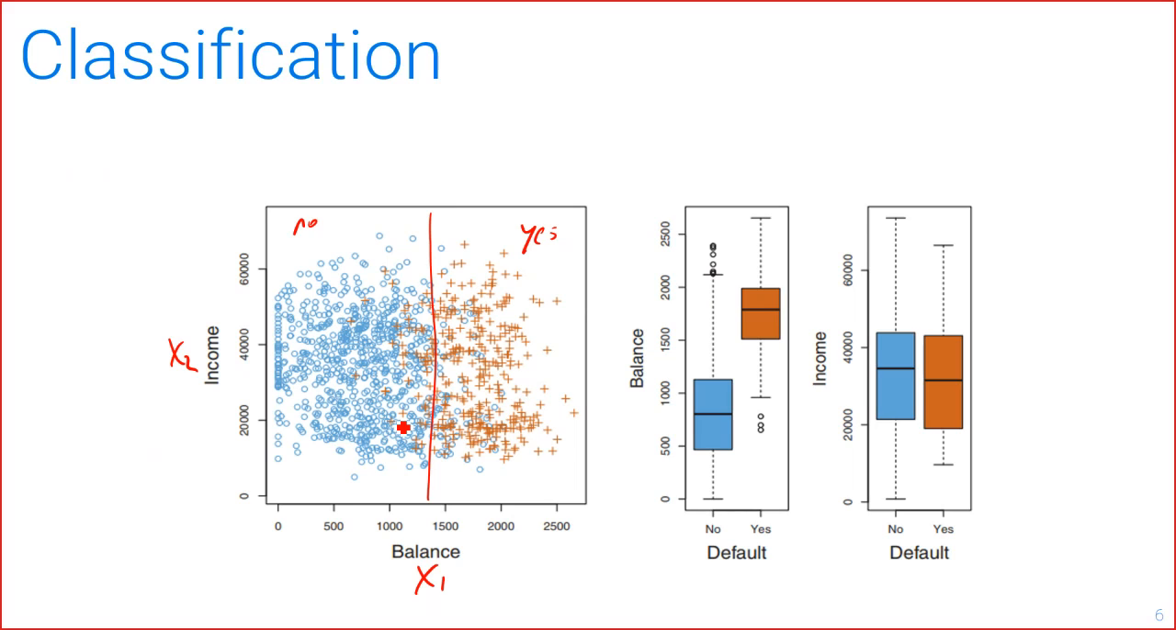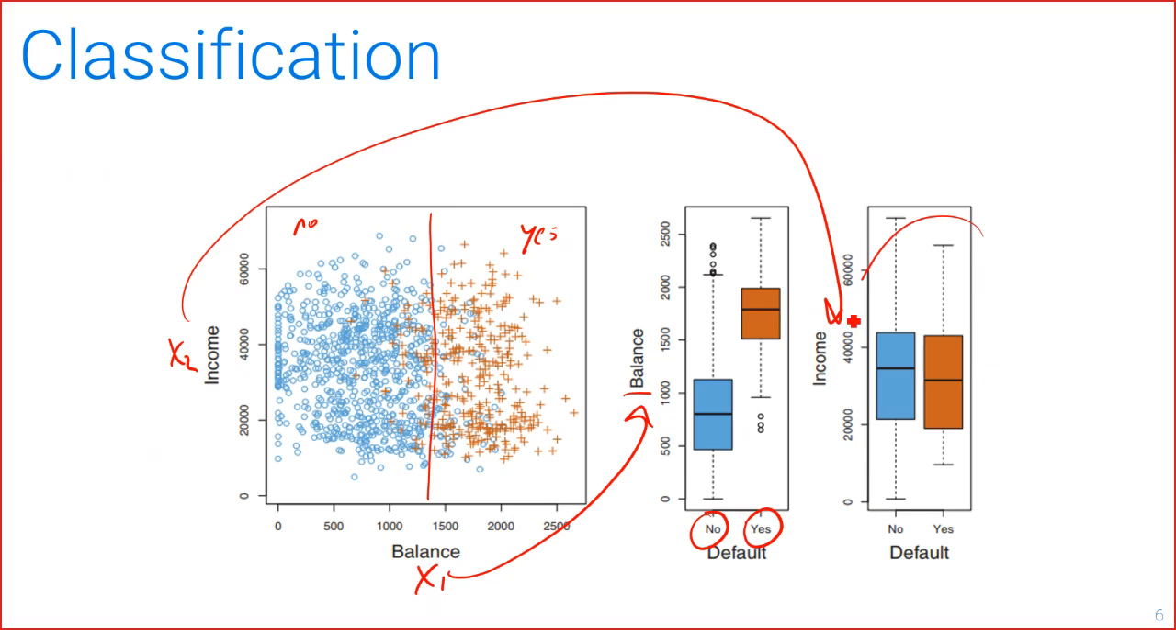And that's kind of what we see here with the box plots. If we look at the distribution of balance, this is x1, as a function of default, we see that there is a very clear difference between the two groups, between nos and yeses. However, if we look at the distribution of income, this other variable here, both distributions are kind of the same. So this is leading us to think that balance is a good predictor for default, but income is not, because there doesn't seem to be a very clear difference between the two classes. So this is more or less the intuition behind classification problems.